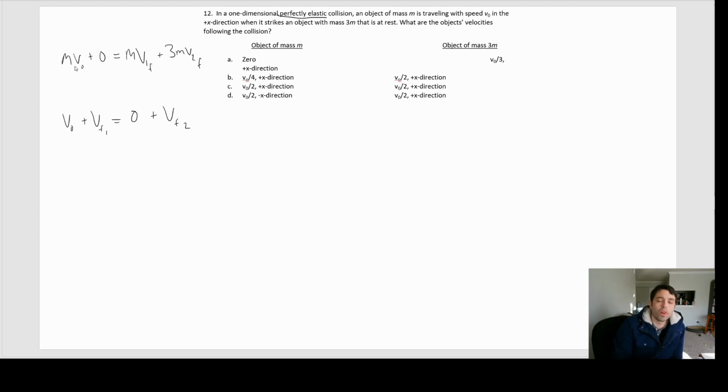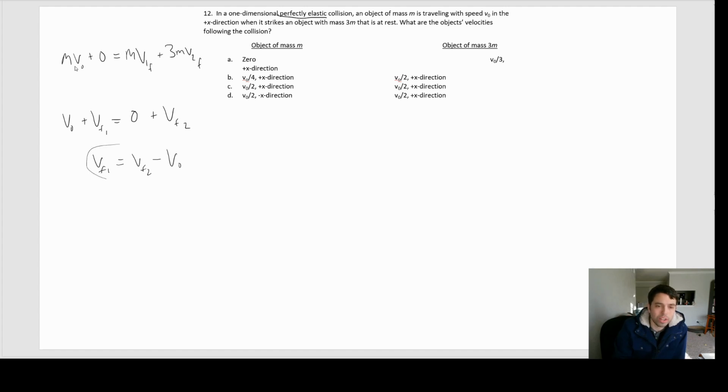If you look at the answer choices, all the answers are in terms of v0, like 1/4 of v0 or 1/2 of v0, so we need to do it in terms of v0. So I'm going to solve for vf1. I'm going to subtract this v0 over here, so the final velocity of object 1, which is the mass m, equals vf2 minus v0. Now the final velocity of object 1 is equal to the final velocity of object 2 minus the initial velocity.